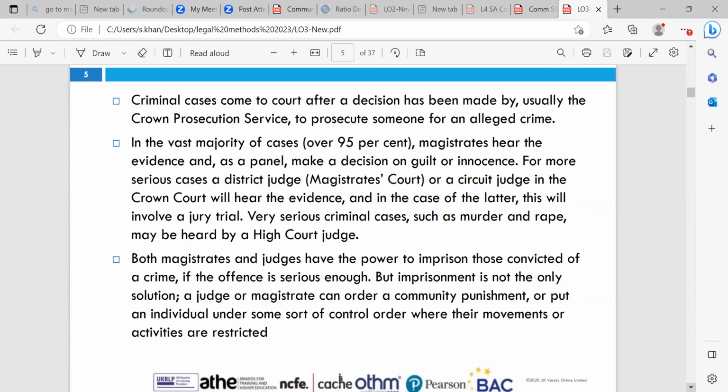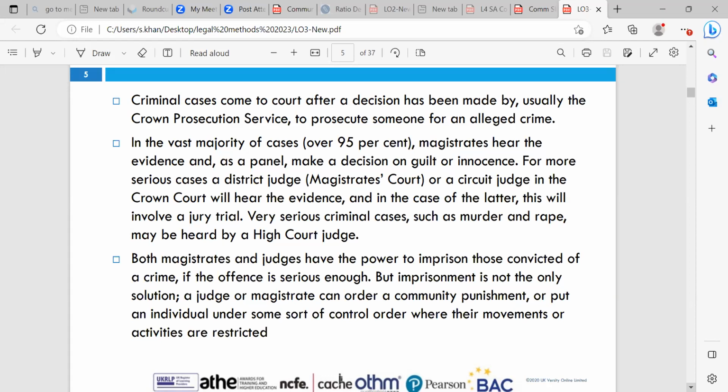Criminal justice cases come to court after a decision has been made, usually by the Crown Prosecution Service, to prosecute someone for an alleged crime. In the vast majority of cases, over 95%, magistrates hear the evidence and as a panel make a decision on whether someone is guilty or innocent. For more serious cases, a district judge, which is a magistrates' court, or a circuit judge in Crown Court will hear the evidence. And in the case of the latter, this will involve a jury. Very serious cases such as murder and rape may be heard by a High Court judge.